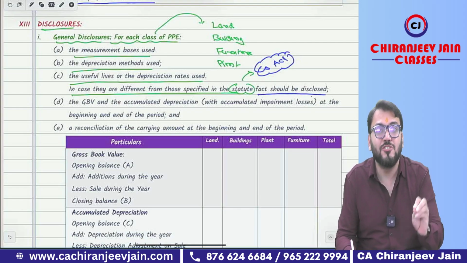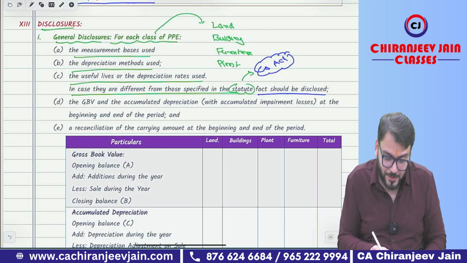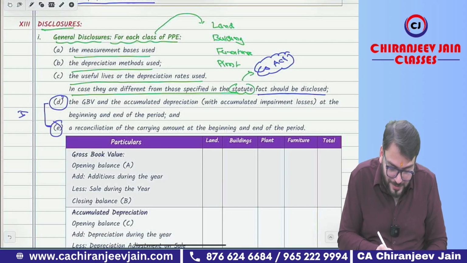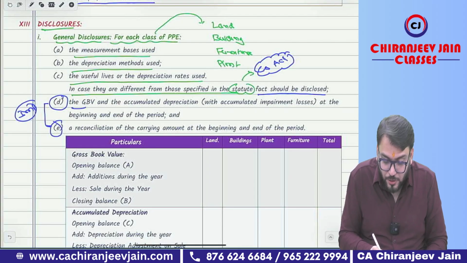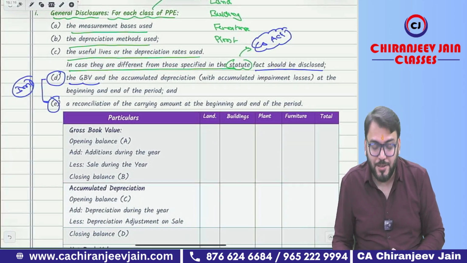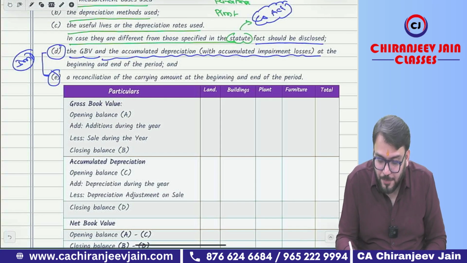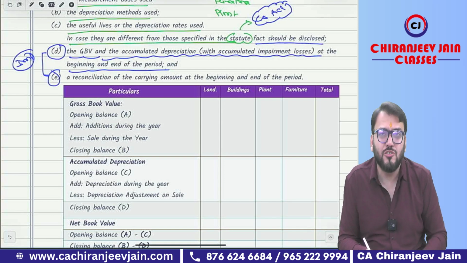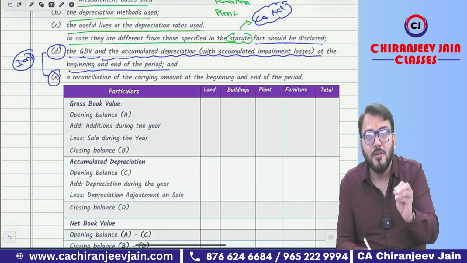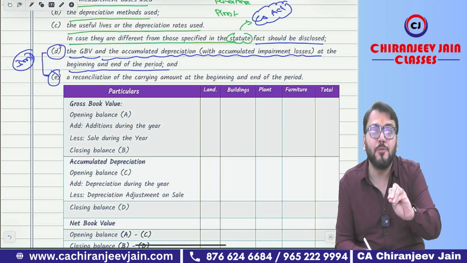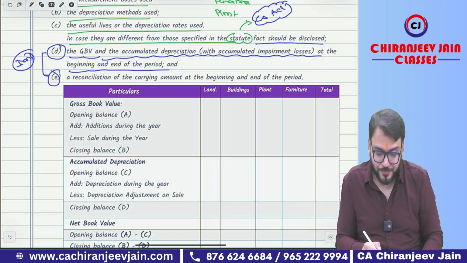You should disclose that we are using some other rate of depreciation, other useful life. Okay, sir. Then point number D and point number E are important from exam point of view. That gross book value. Now you know what is gross book value. And the accumulated depreciation with accumulated impairment loss at the beginning and at the end of period. We should disclose the gross book value and the net book value at the beginning and at the end of the year with accumulated depreciation and accumulated impairment loss.